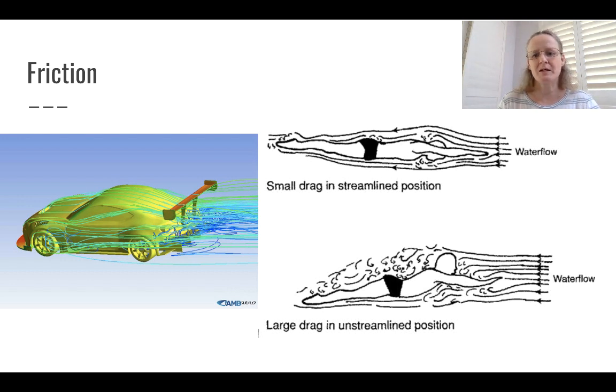And same for the swimmer. In water, a streamlined position will mean that there's less drag, and a non-streamlined position will result in more drag, so it'll be harder to move through the water. You have to put a greater force forwards on the water to move through.